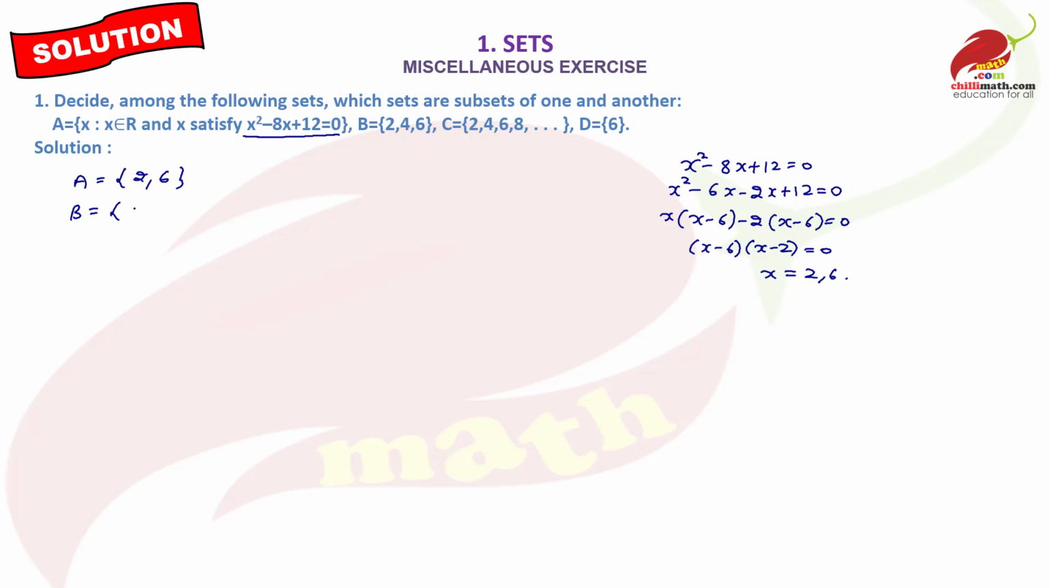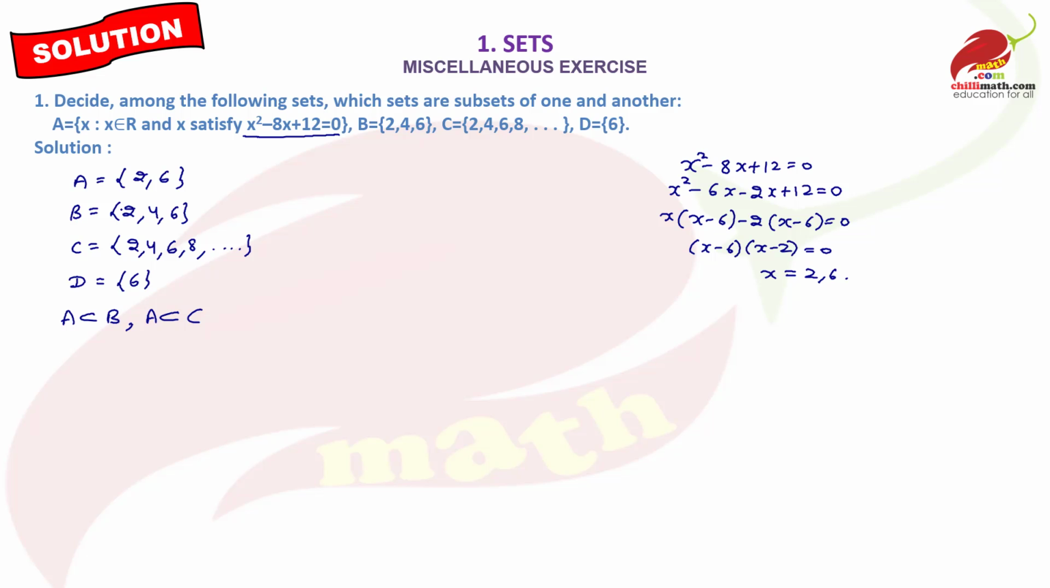B is already in roster form, {2, 4, 6}. C is there, {2, 4, 6, 8 and so on}. And D we have only single element 6. Now from here we can see A is subset of B, so we can write A subset of B. A is subset of C also, so we can write A subset of C also. A is not subset of D, so we won't write this.